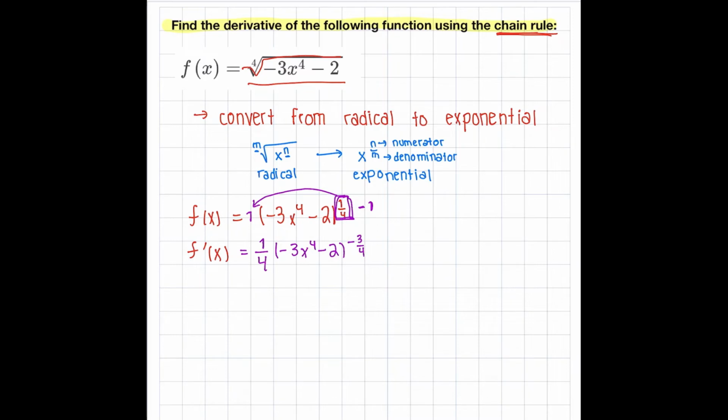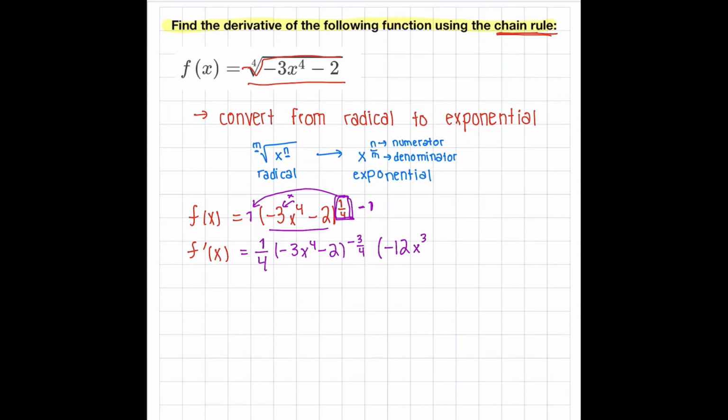So the next step is, now that we found the derivative of what's outside the function, we have to find the derivative of what's inside the function, which is negative 3x to the power of 4 minus 2. So we need to find the derivative of that function. We can just use the basic derivative rules that we've learned. So 4 times negative 3, which would be negative 12. So we open a new bracket, negative 12x to the power of 3.